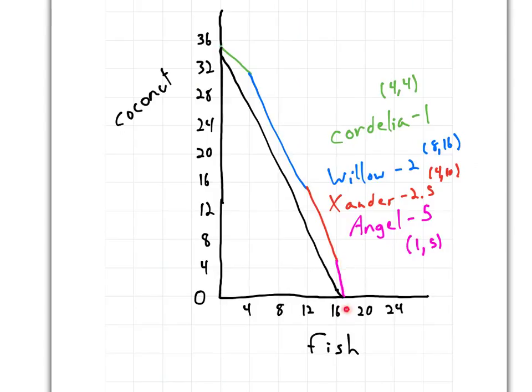And then finally, we'll use Angel. See how this reflects the law of increasing costs. At first, each fish only cost 1 coconut, but then if we wanted more than 4 fish, each fish cost 2 coconuts. And then each fish cost an extra 2.5 coconuts, and then each fish actually cost 5 coconuts.